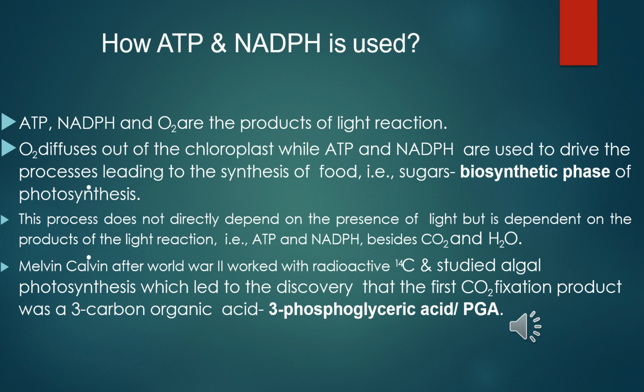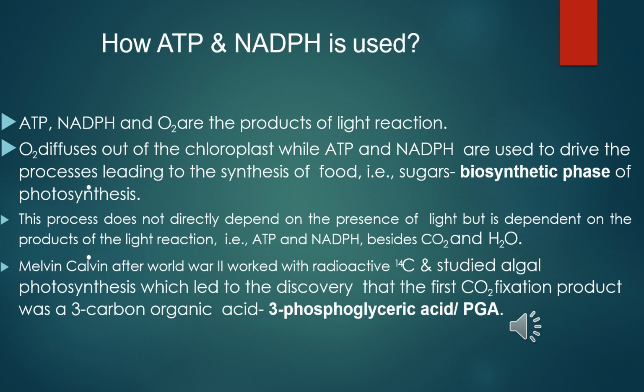So ATP, NADPH and oxygen are the products of light reaction. Oxygen diffuses out of the chloroplast while ATP and NADPH are used to drive the processes leading to the synthesis of food, that is sugars. It's called the biosynthetic phase of photosynthesis. This process doesn't directly depend on the presence of light but is dependent on the products of light reaction, that is ATP and NADPH, besides carbon dioxide and water.